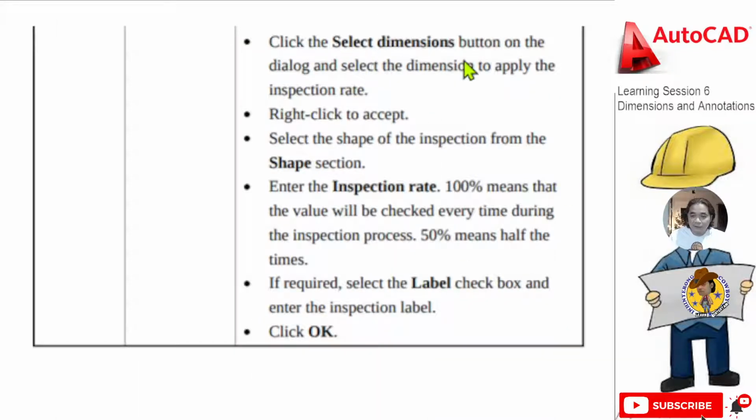Click the Select Dimensions button on the dialog box and select the dimension to apply the inspection rate. Then right click to accept, then select the shape of the inspection from the Shape section. Then you have to enter the inspection rate. 100% means that the value will be checked every time during the inspection process. 50% means half the times. Then if required, select the Label checkbox and enter the inspection label. Then click OK.